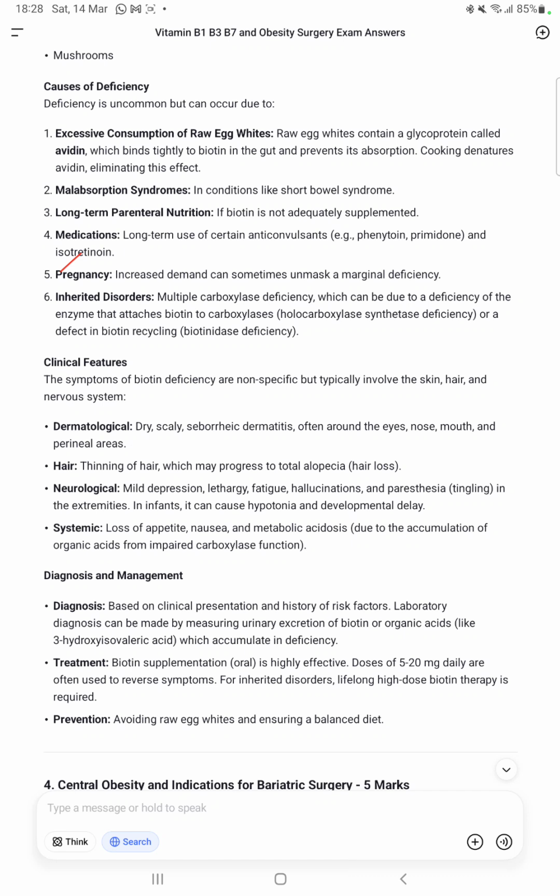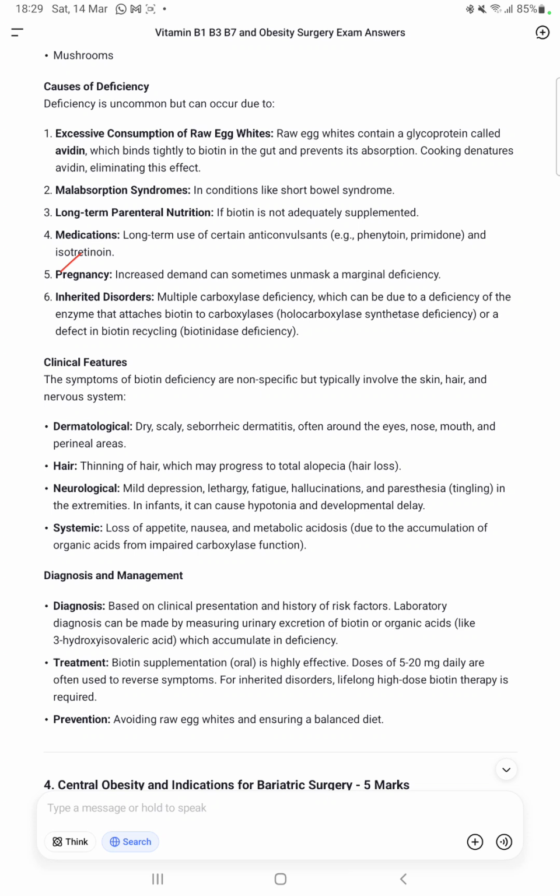The clinical features will be dermatological. Here there will be dry scaly dermatitis, often around the eyes, nose, mouth, and hair. Thinning of the hair happens, which may then progress to total alopecia. Then in neurological, there can be mild depression, lethargy, fatigue, hallucinations, and paresthesia. And systemic, there is a loss of appetite, nausea, and metabolic acidosis can happen.